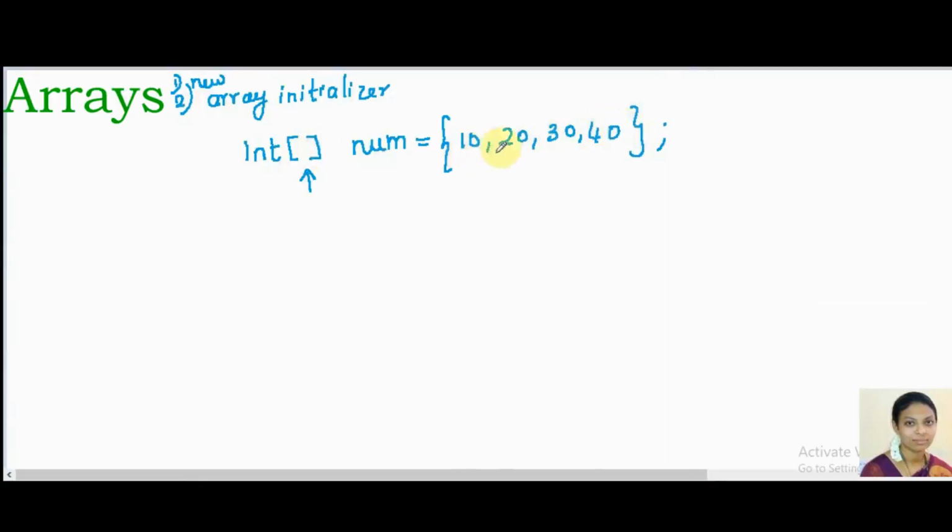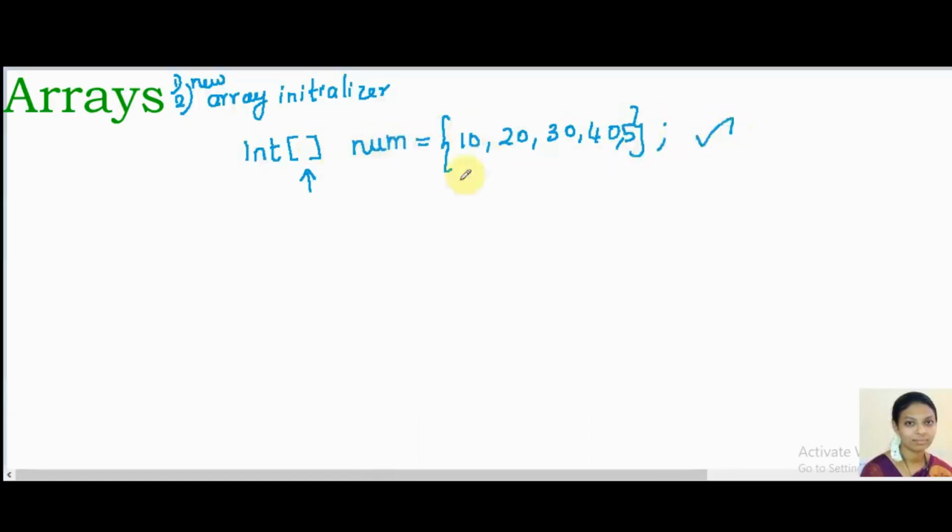In this case, we have given 4 elements: 10, 20, 30 and 40. So automatically it knows the size of the array is 4. If I add one more element, say 5, then we know we have 5 elements in this array. Automatically the Java compiler will allocate 5 consecutive memory spaces for this array. So this is the second way of creating an array.